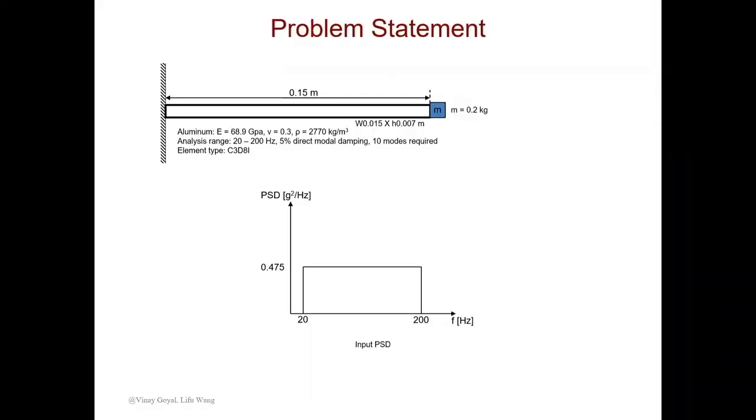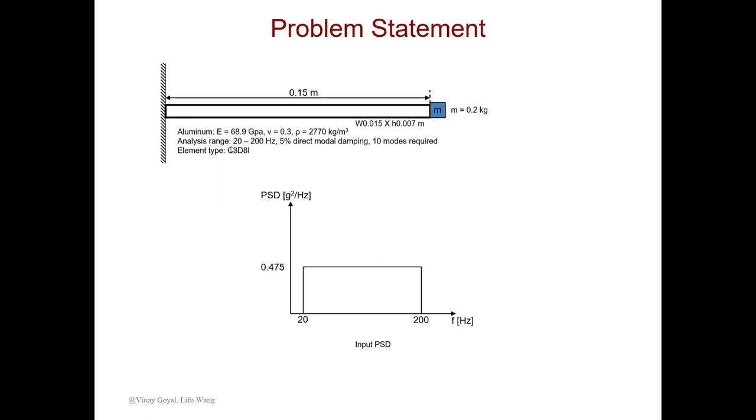Now, since the model is validated, we're going to move on to the second problem, which is a typical cantilever with a mass attached at the free end, with a value of 0.2 kilograms. The length of the beam is 0.15 meters, and the cross-section is 0.015 in width and 7 millimeters in height. The beam is made of aluminum, which has a Young's modulus of 68.9 gigapascal, a Poisson's ratio of 0.3, and a density of 2700 kilograms per meter cube.